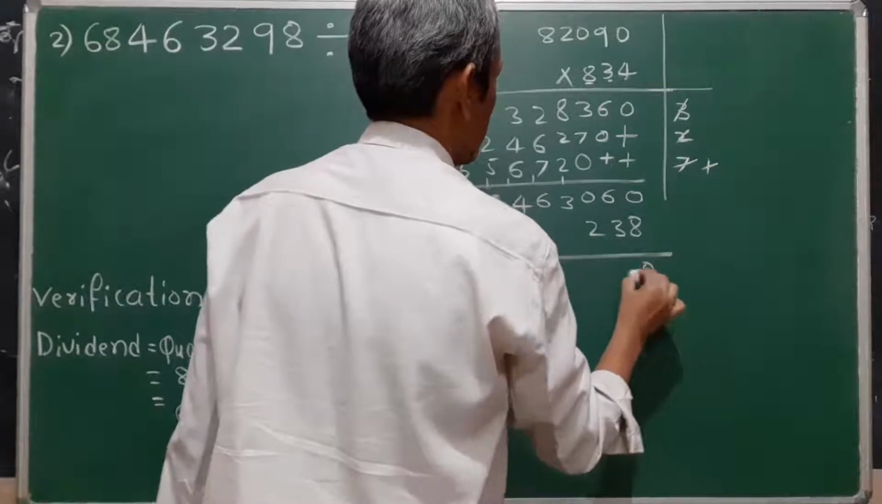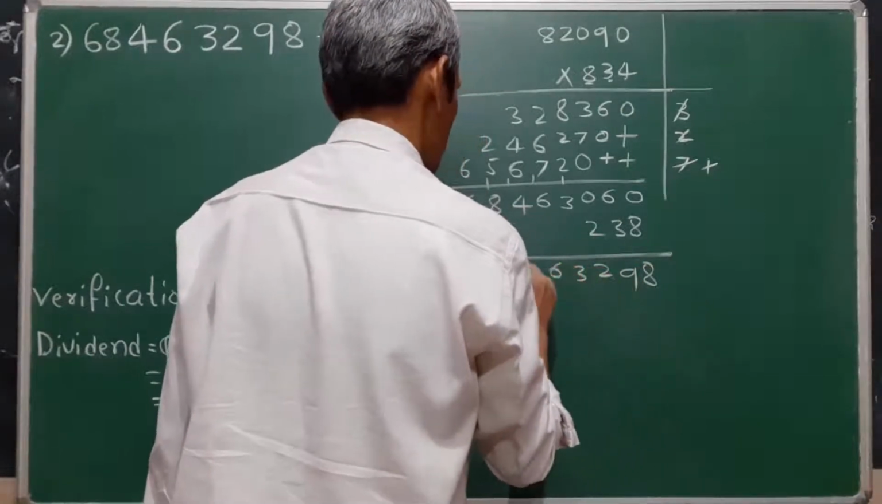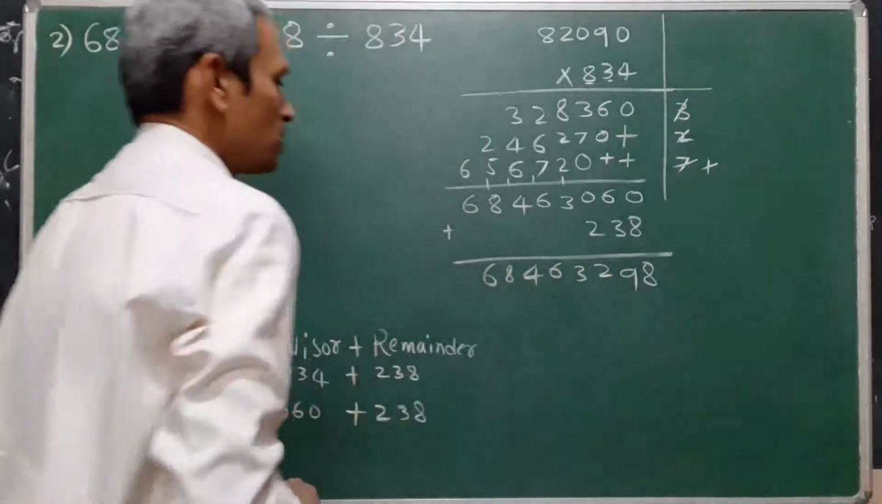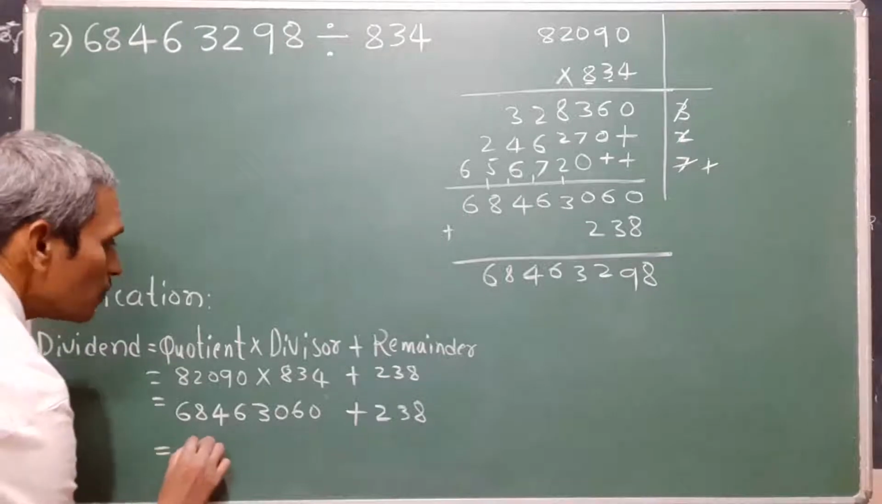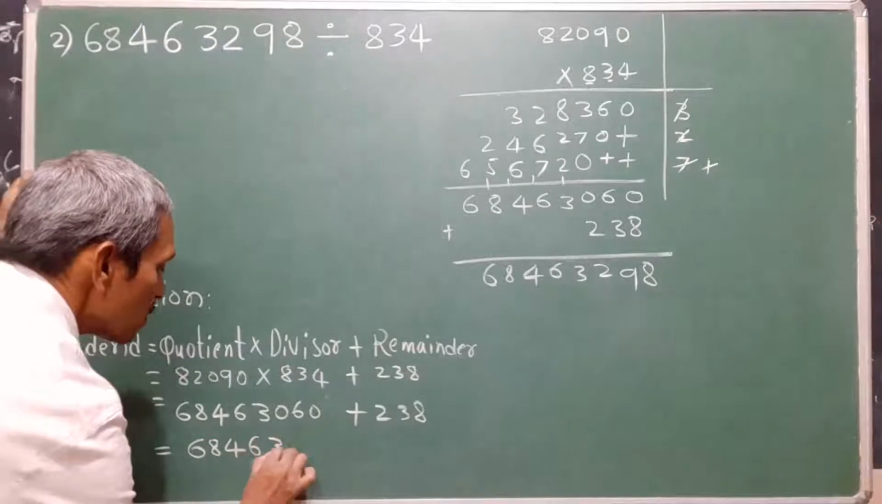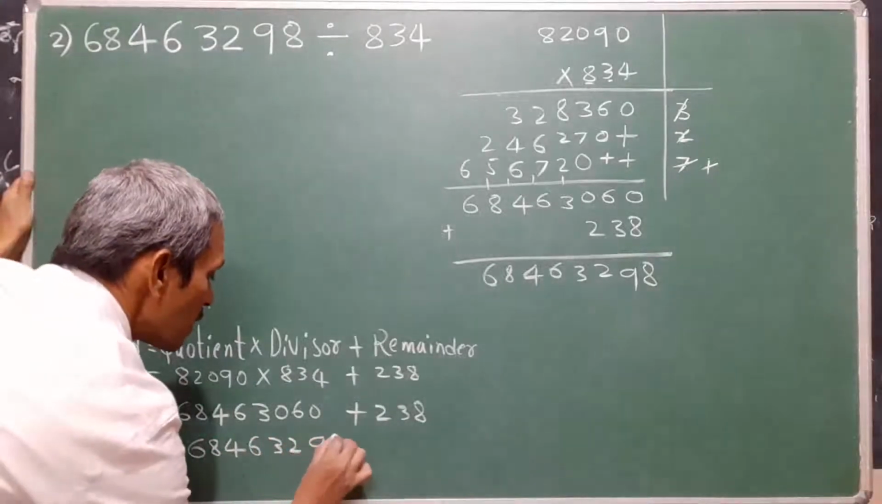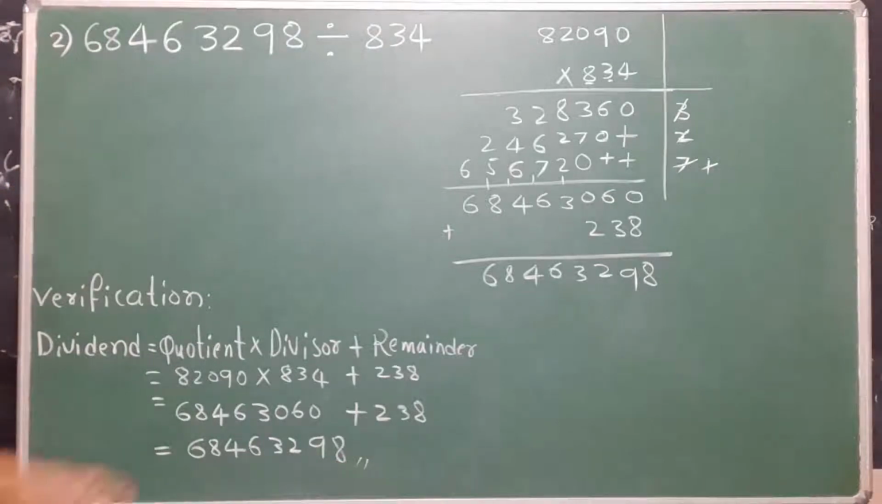Now add 8, 9, 2, 3, 6, 4, 8, 6. 6, 8, 4, 6, 3, 2, 9, 8. This dividend we got. So 6, 8, 4, 6, 3, 2, 9, 8. This verification shows that the division process we have solved is correct.